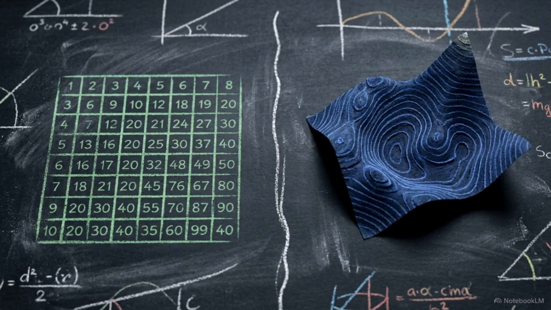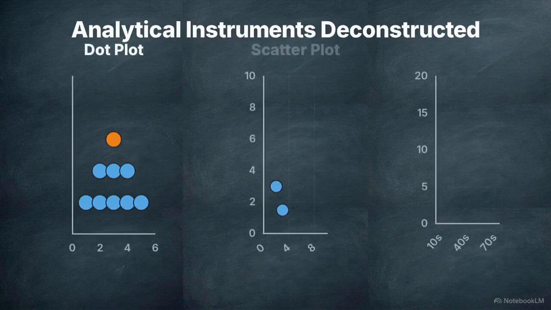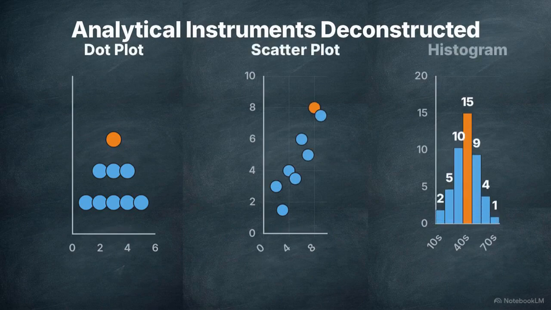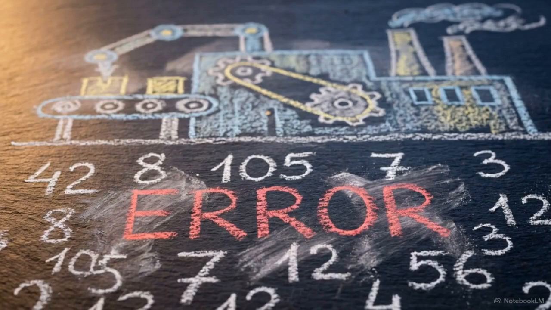Microsoft Excel handles baseline reporting, while programs like Minitab process heavier statistical modeling. We are going to deconstruct the three core graphical instruments used in this field: dot plots, scatter plots, and histograms. Effective visualization requires matching the specific behavior you want to measure with the exact mathematical geometry designed to expose it. Without applying the correct geometric tool, raw numbers remain meaningless, making it impossible to monitor or improve your process parameters.